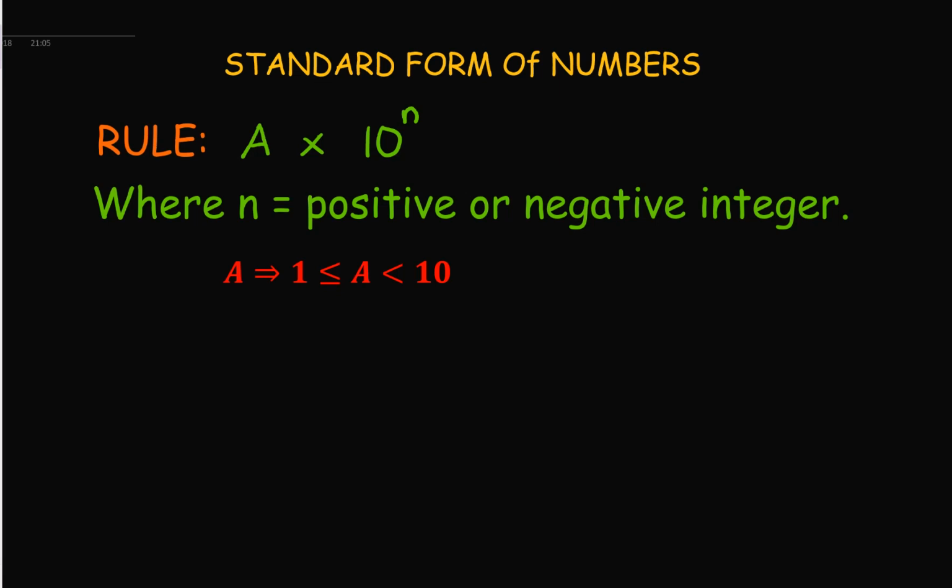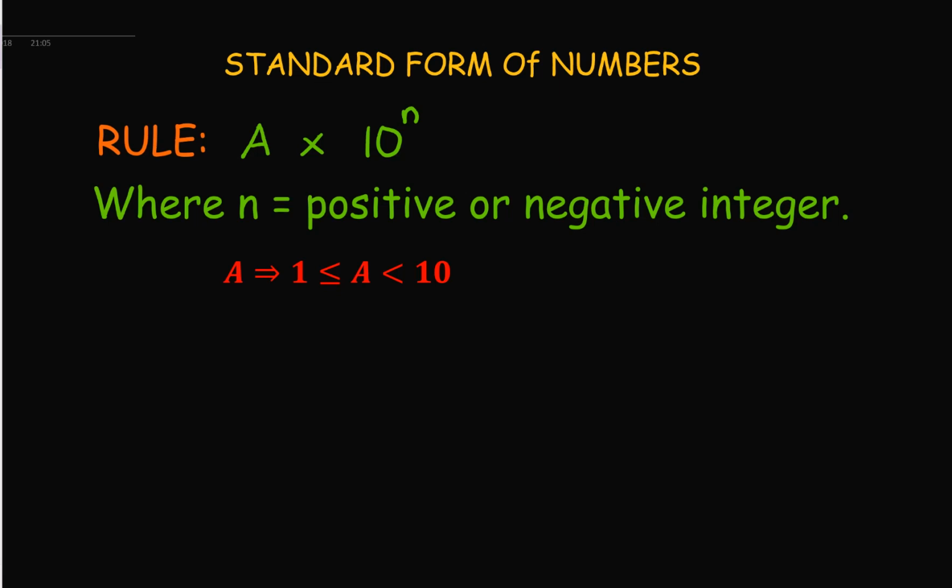In today's video, I shall explain to you how to write numbers in their standard form. There's a basic rule for writing numbers in the standard form, that is a into 10 raised to n, meaning any number that is given to you has to be written in the form a into 10 raised to n, where n can be any positive or negative integer, and a must only take the value such that 1 is less than or equal to a and a is less than 10, meaning a can take any value from 1 but it cannot take the value 10. That is what it simply implies.